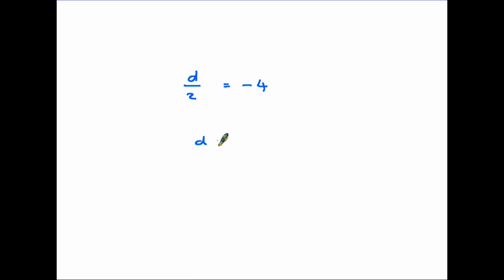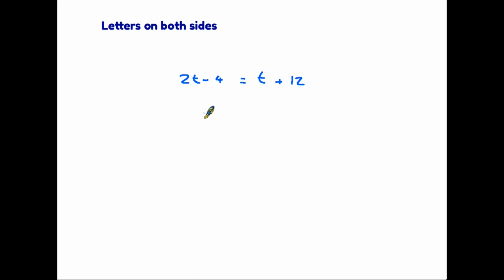So I'm going to move that 2. The d stays where it is. The minus 4 stays where it is. Don't forget, this is a divide by 2, so when it moves to the other side, it becomes a times by 2. Therefore, d equals minus 4 times 2, which is minus 8.